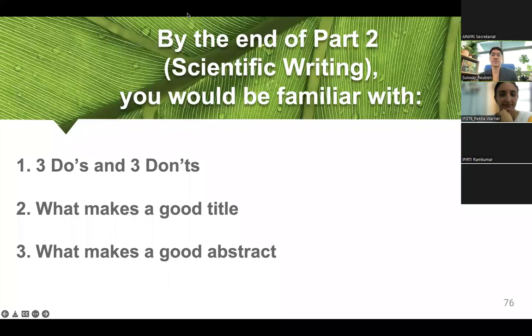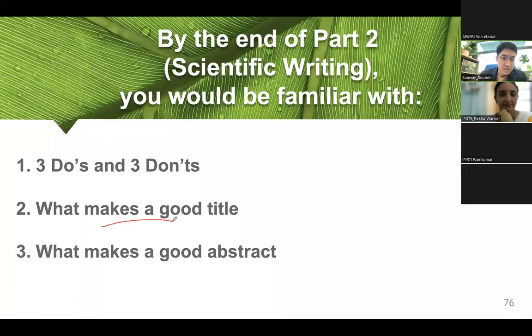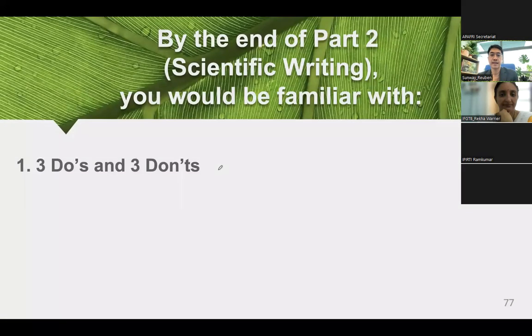All right, welcome back. So that's the end of part 1. And now we're going to move on to 3 things again. This is part 2. I'm going to share with you some of the do's and don'ts when it comes to writing papers, and finally, what makes a good title and what makes a good abstract. So there are 3 do's and don'ts I want you to take note of when it comes to writing papers. Let's go ahead and get on to it.